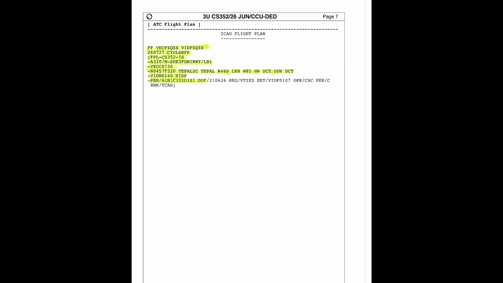Date of flight is 210626. Okay, this is the date of flight actually. Then registration of the aircraft, VTID. I already said this is fictional, so don't take it seriously, and I just put random numbers. Okay, EET, estimated elapsed time, is basically approximate. This is OPR CSC, performance C, and RMK TCAS. This is all about the flight plans.